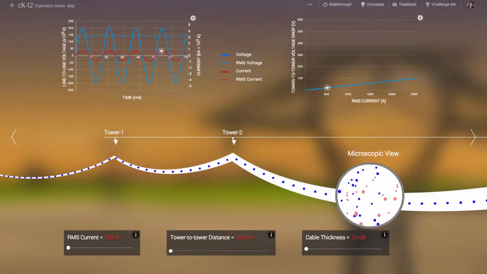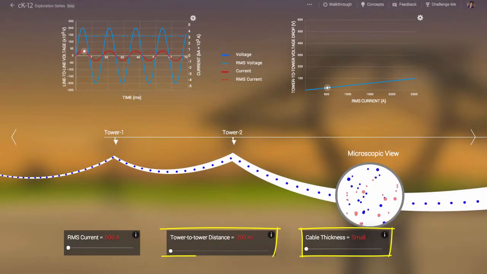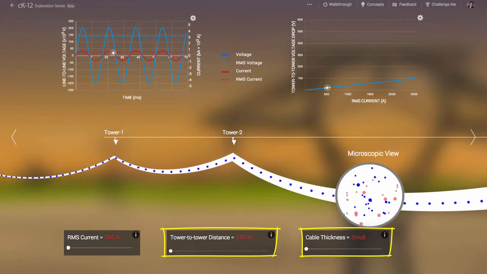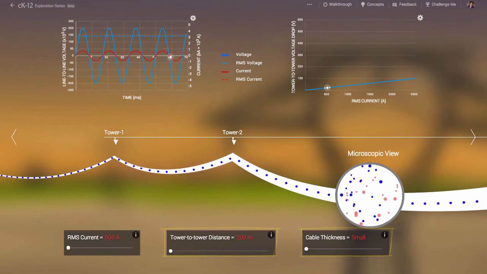By adjusting the cable thickness and the tower-to-tower distance, you should be able to affect the electrical resistance of this segment of cable. Play around and see what you can discover.